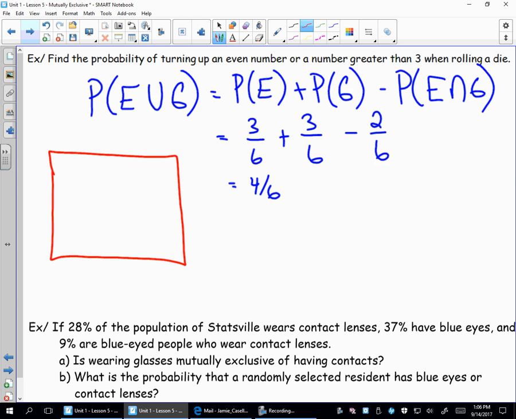Okay, here's my dice, my universal set. Here's the things that are even. Here's the things that are greater than 3. What digits fit into the overlap? Well, the number 4 and 6. So there are 2 digits that fit in there.